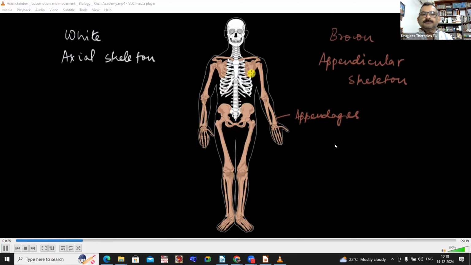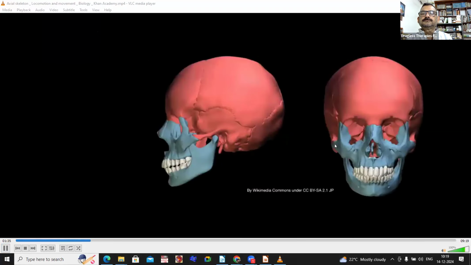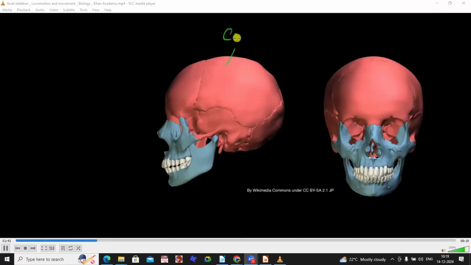So in this video, we will look at different parts of the axial skeleton and what bones make it up. So let's go to this part first, our skull. These are two views of our skull, and the one in red is made up of cranial bones. All these cranial bones cover the entire head, and they're also present inside the eye sockets.